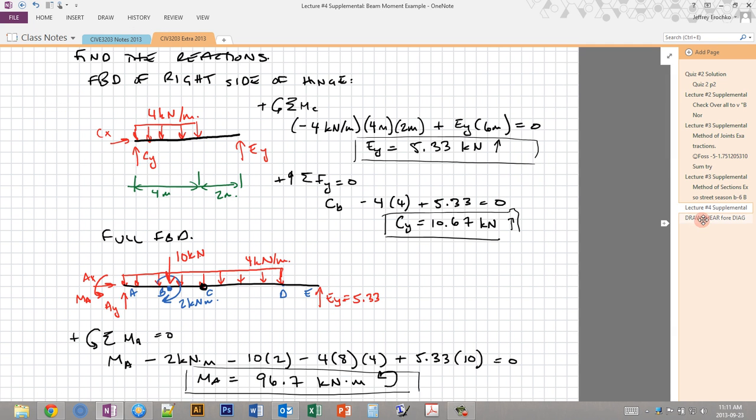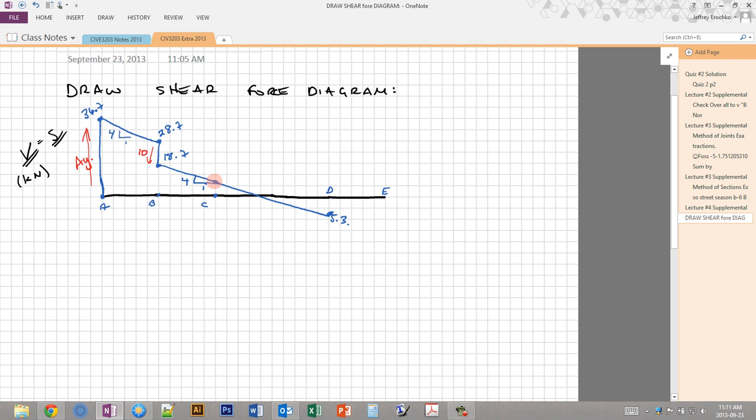So this value here, the shear force at C, has to be equal to 10.67. And we know that that's true because if we follow this line, with the slope of 4, that means we subtract 4 kilonewtons per every meter, and there's 2 meters between B and C, so we're subtracting 8. So 18.7 minus 8 is 10.7, or about 10.67. Okay, so we've confirmed this number independently multiple ways.